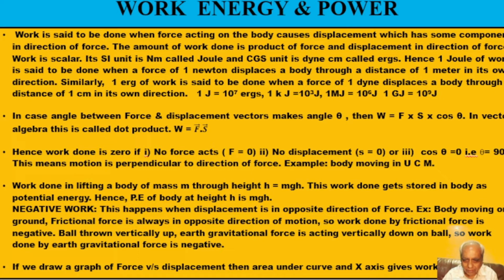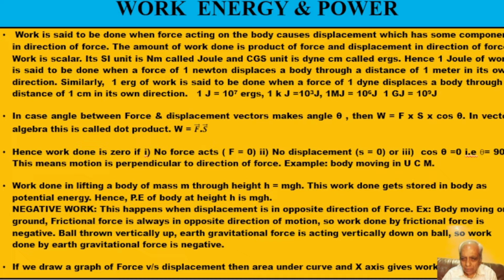So work is done when a force is acting on the body. So a force should act on the body, this is the first condition. Then it should cause displacement. If the displacement is not in the direction of force, then we will take the component of displacement in the direction of force. Then we say the work is done. So for a force to do work, there has to be some displacement in the direction of force. Then work done is equal to the product of force and displacement in the direction of force.